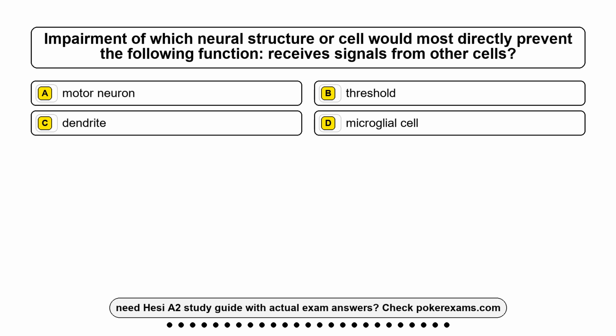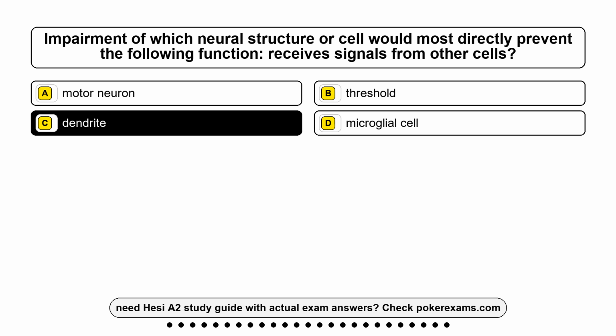Question 5. Impairment of which neural structure or cell would most directly prevent the following function: receives signals from other cells? Option A, motor neuron. Option B, threshold. Option C, dendrite. Option D, microglial cell. The correct answer is option C, dendrite.